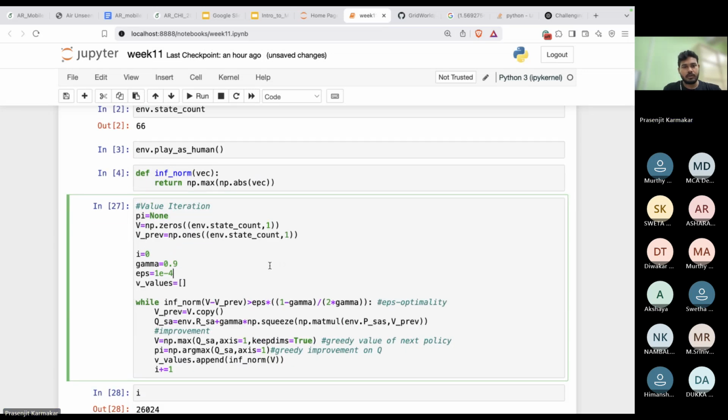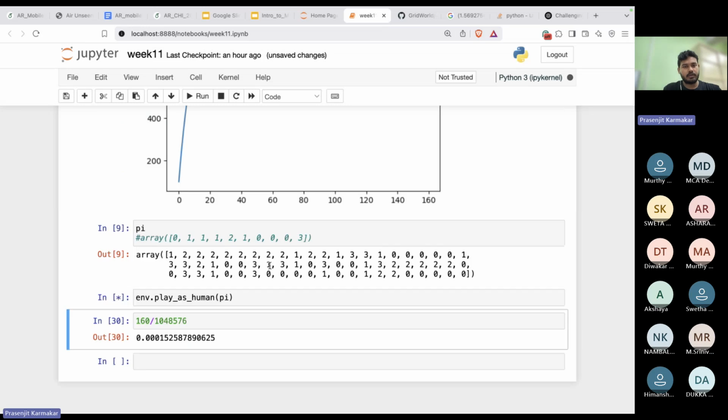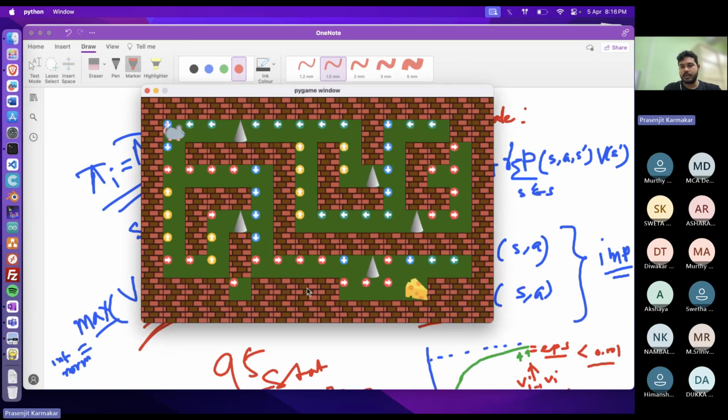Just to, yeah, 160 to the 10. Fine. Okay, let's see. Down, down, right, right, right, right, down, down, down, down, right, right, right, right, down, right, right, right. Fine, we can solve. Any other place? Here we cannot solve it.